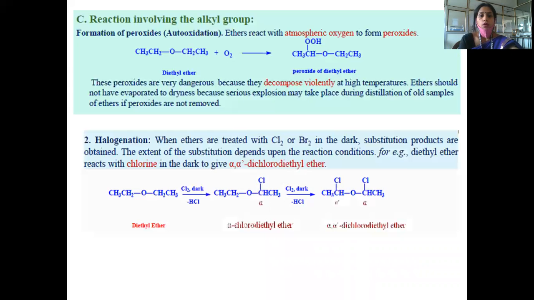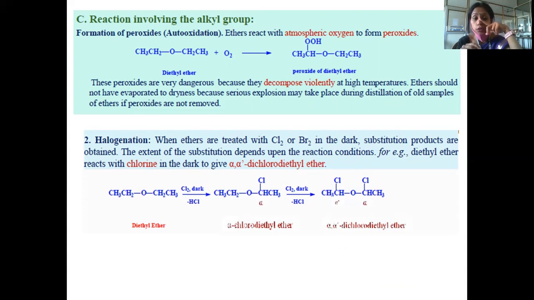Okay. This we will take up as the last topic for today, this slide, then we will do the next part in the next class. Reactions involving the alkyl group. One is auto-oxidation or the formation of peroxide. When ethers are kept for long, they get self-oxidized, or auto-oxidation, and they give peroxide. It is very dangerous because this peroxide, when kept over a long period of time, can accumulate and can cause an explosion also. That is why ether should not be evaporated to dryness.